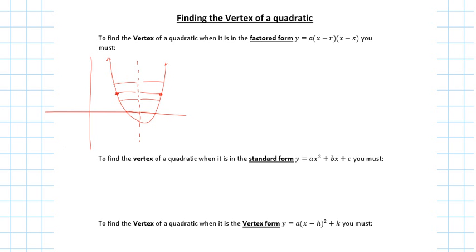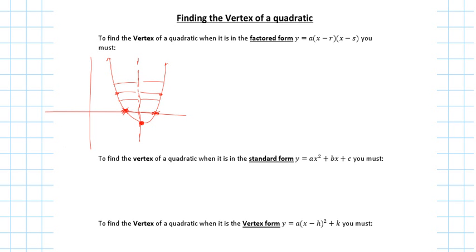Now, the vertex is the only point that I only have one of, and we know that the vertex lies on the axis of symmetry, correct? Now, how can I find the vertex if I have the factored form? What does a factored form tell me? The zeros. The factored form shows me these points.